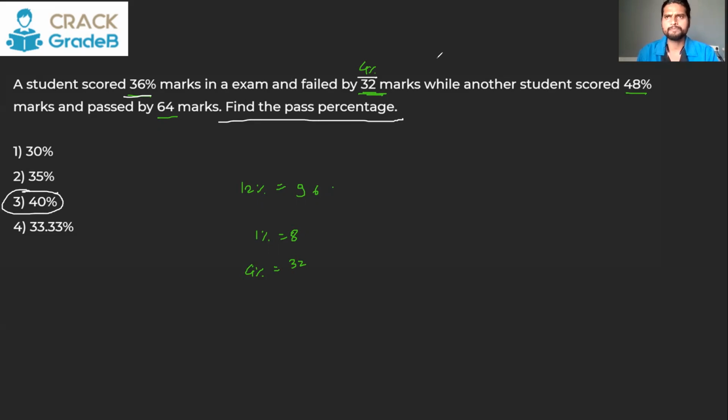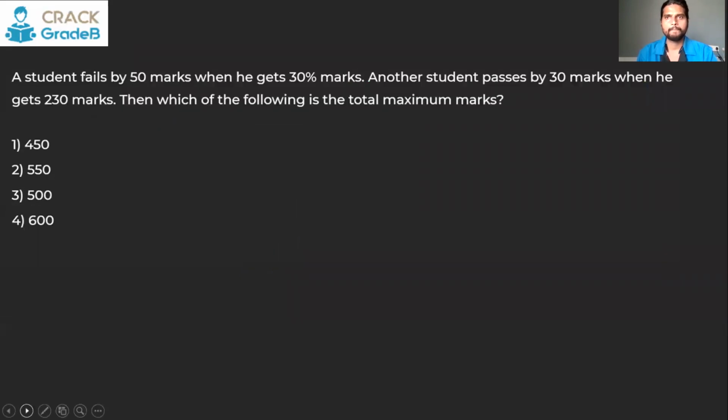It is the same question. Let's see one more. A student failed by 50 marks when he gets 30% marks. So if we say maximum marks are 100x, a student gets 30%. That means the student gets 30x marks. And he failed by 50 marks.